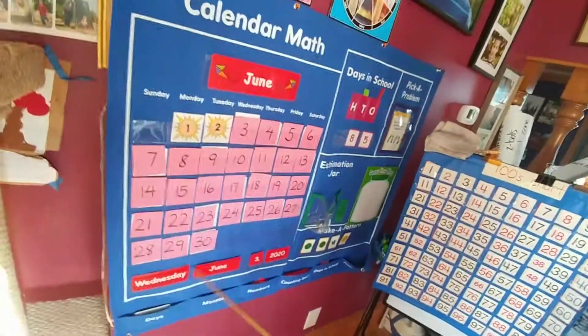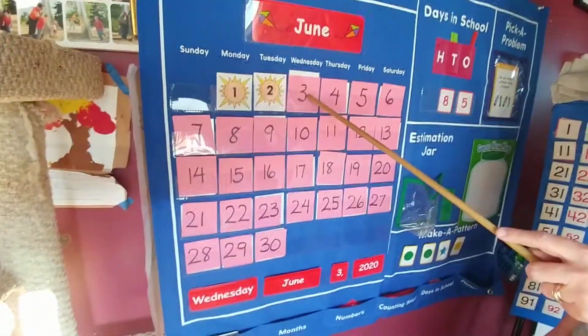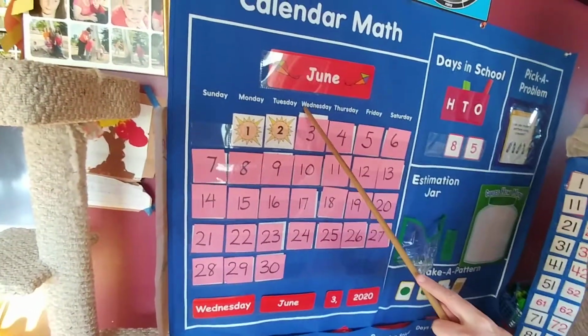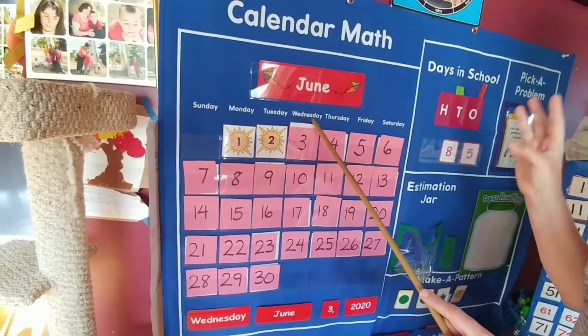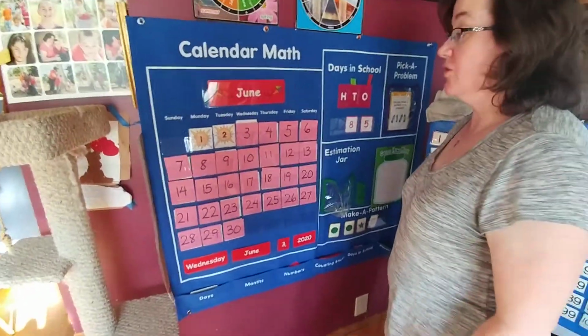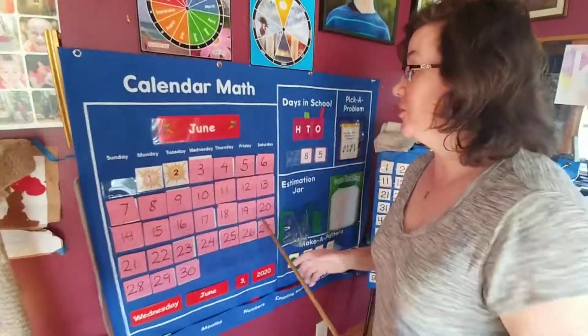Today is Wednesday, June 3rd, 2020. June 3rd is right here. It is a Wednesday at the top of my column. Remember, a column goes up and down. There's the word Wednesday. It starts with my Wednesday. And there are 4 Wednesdays in June. And today, June 3rd, is the first Wednesday. It's the very first Wednesday.